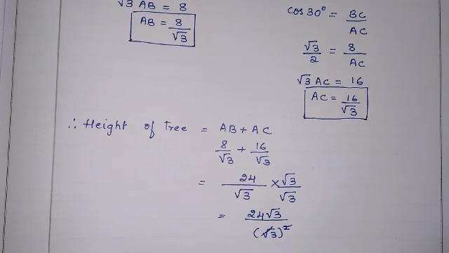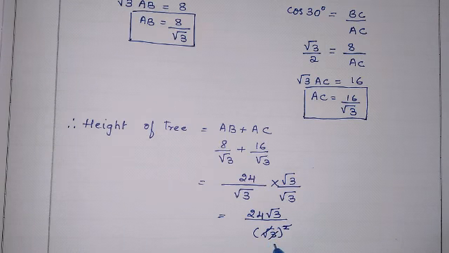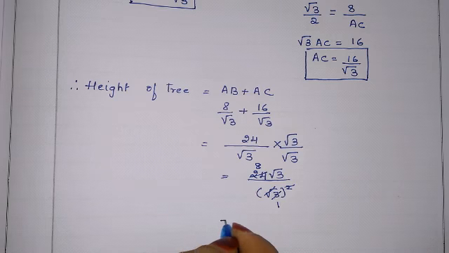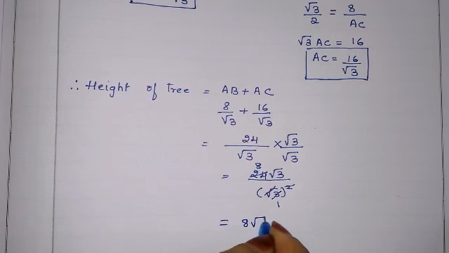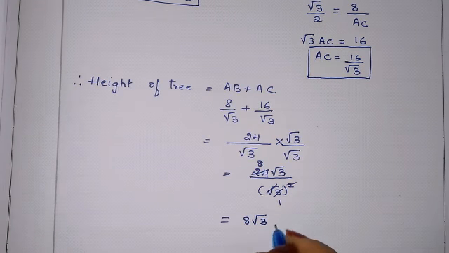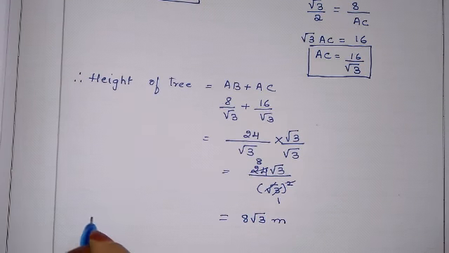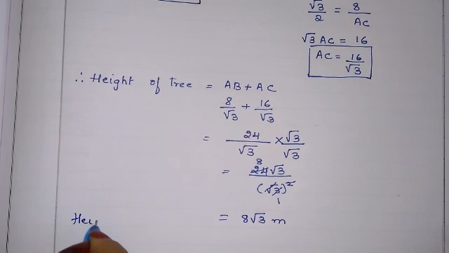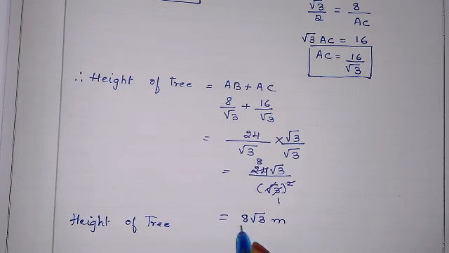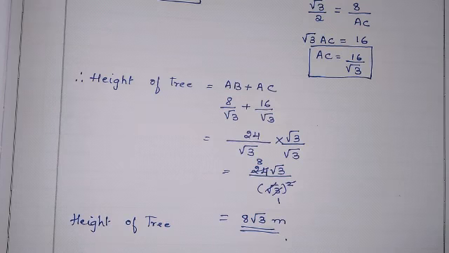Square and root get cancelled. 3 1s are 3, 3 8s are 24. So the answer we get is 8 root 3. So height of the tree is nothing but 8 root 3 meter. This is the answer. It's very easy. Let us see the next question.